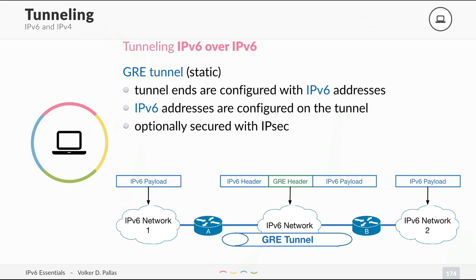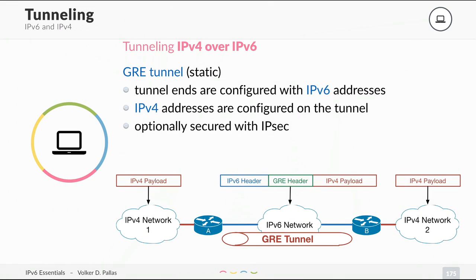Have a look at the example. On the left, you have IPv6 payload, send it to your router. The router encapsulates it with a GRE header and an IPv6 header, sends it over the tunnel. It arrives at router B, is decapsulated, and then sent to the destination network. Same thing as we use with VPNs right now.